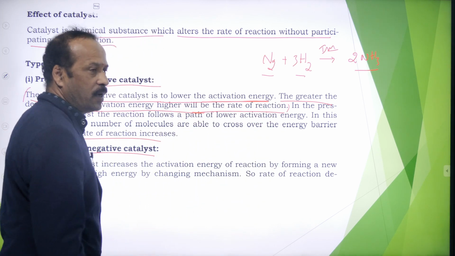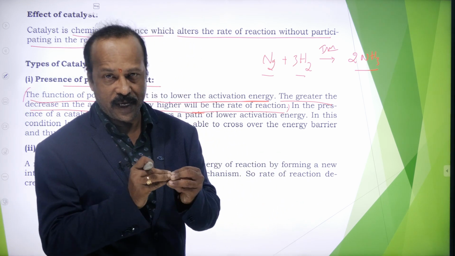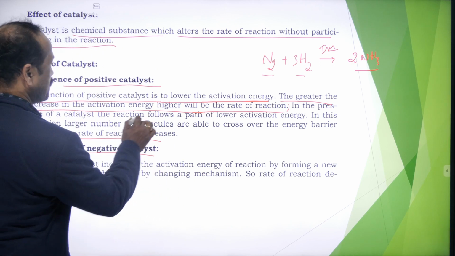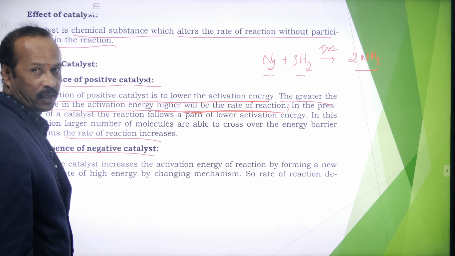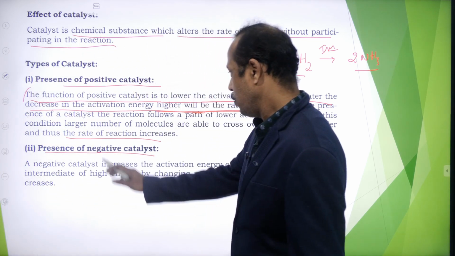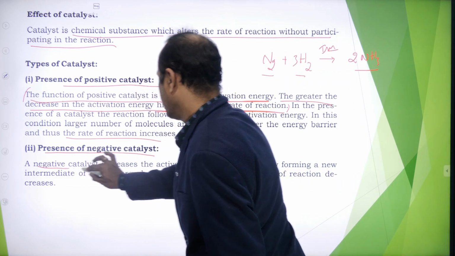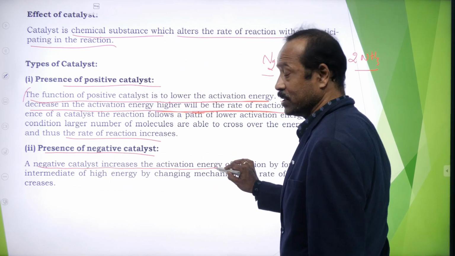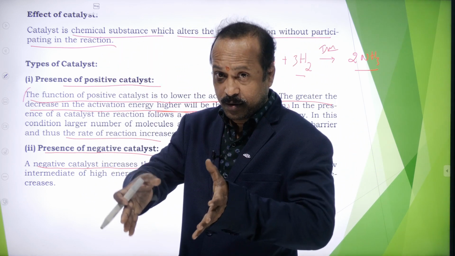It means that at a lower temperature only, it allows the molecules to react with each other. So therefore the rate of reaction will increase. So these are called positive catalysts. Now what are negative catalysts? A negative catalyst increases the activation energy. It means it makes the molecules react at a higher energy.